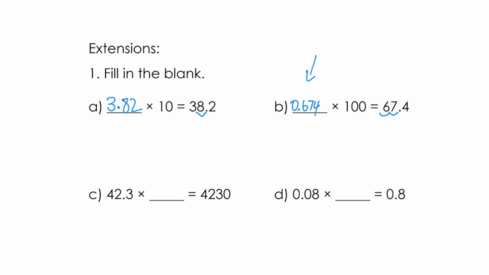0.674. And here we have 42.3 times a number will get us to 4,230. So this is where the decimal is there. So 1, 2. That's 100. And what do we need to multiply to go from here to here? It's 1 jump, so that's 10. This is something with more practice you'll be able to do. For now, use the calculator just to get the hang of it.